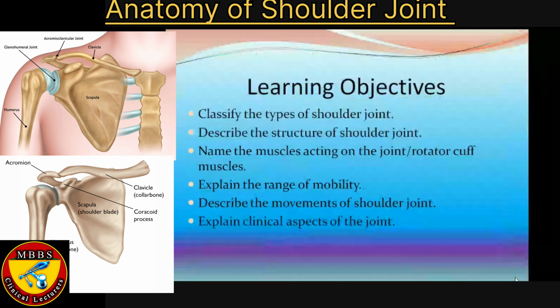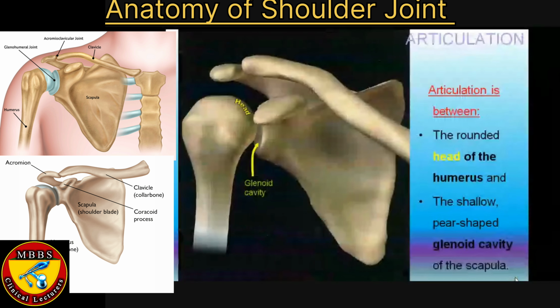Coming to the shoulder joint, we all know that this is a joint formed by two bones, that is the scapula and the humerus. Now, the articulation is between the glenoid cavity of the scapula and the round head of the humerus. This round head of the humerus articulates in a pear-shaped glenoid cavity of the scapula to form a joint called the shoulder joint.